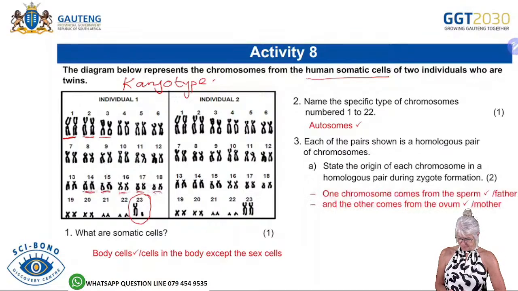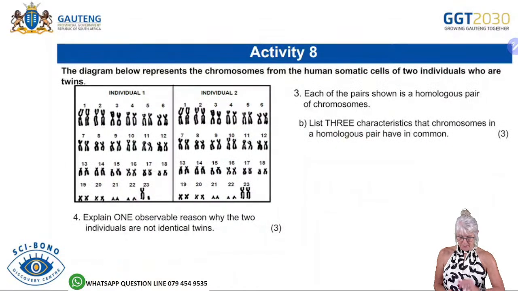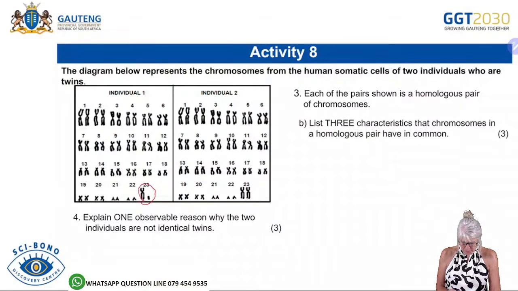All right, let's have a look at the next question. Here they say the diagram represents the chromosomes from human somatic cells of 2 individuals who are twins. But if I have a look over here at pair 23, that one tells me it's male because there's an X and a Y chromosome, and this one tells me it is female.